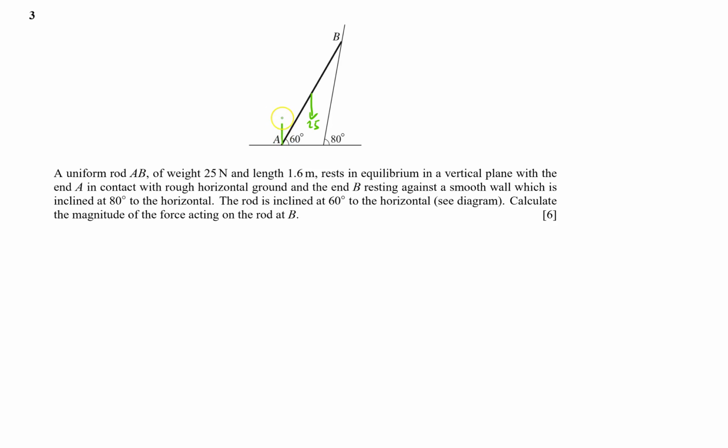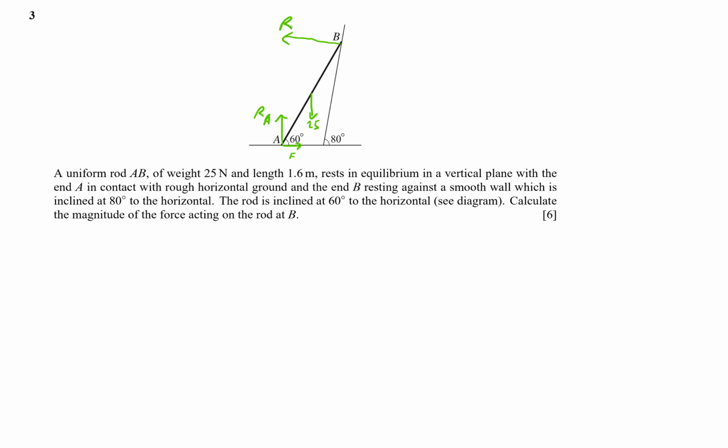So I'll have a normal contact force up here. I'll call that RB for the base, or I've actually got RA for the A here. And it's obviously got friction coming in here because it wants to slide outwards. It's resting here. It's a smooth wall, so I have a normal contact force, normal to the wall. I'm going to call that R. I could call it RB, but that's what I'm going to want to find. I'm just going to leave it as R.